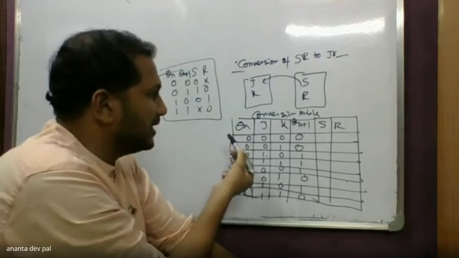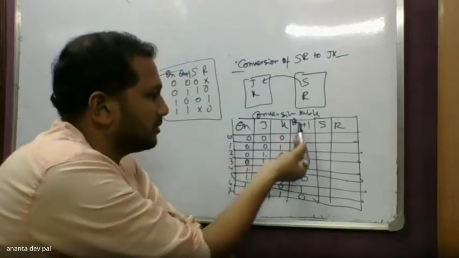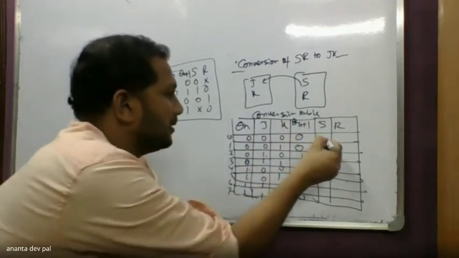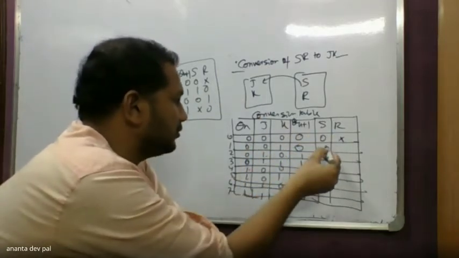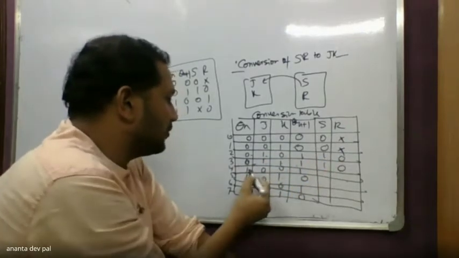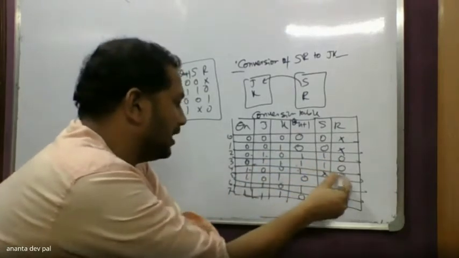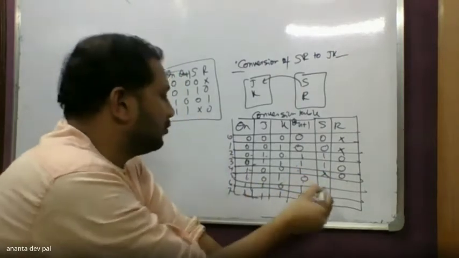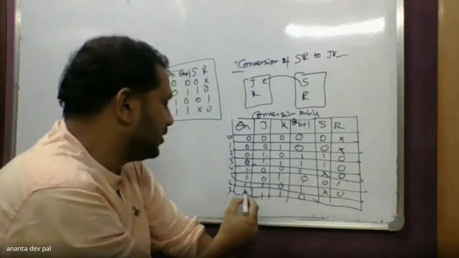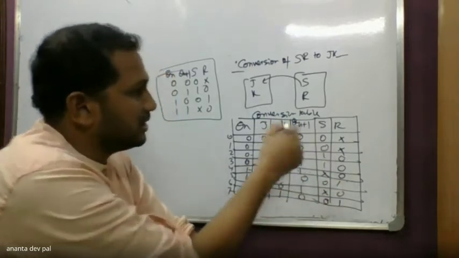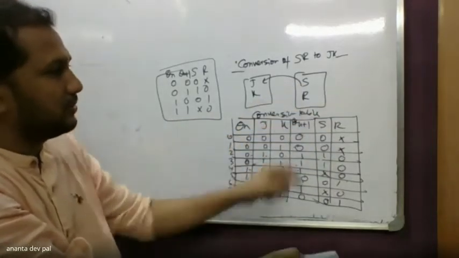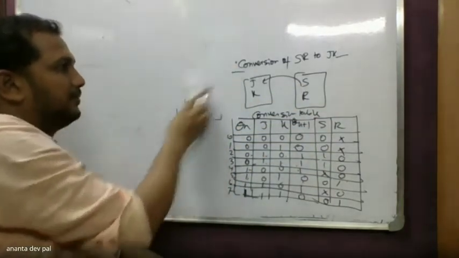Now to find the excitation we have to consider Qn and Qn plus 1. We have to look at the Qn and Qn plus 1 columns. For 0 0 it is 0 cross, for 0 1 it is 1 0, for 1 1 that is cross 0, for 1 0 that is 0 1. So this is the excitation input. We have to memorize this excitation input, otherwise we cannot design. Now we come to the K map.